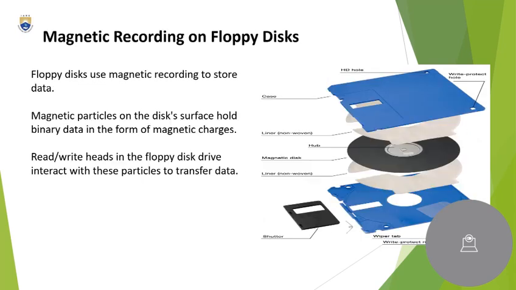Now, this slide is about magnetic recording on floppy disks. Floppy disks use magnetic recording to store data. Magnetic particles on the disk surface hold binary data in the form of magnetic charges. Read or write heads in the floppy disk drive interact with these particles to transfer data.